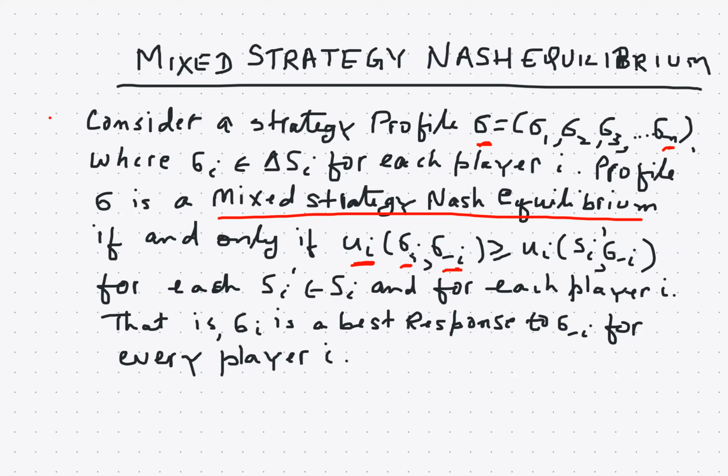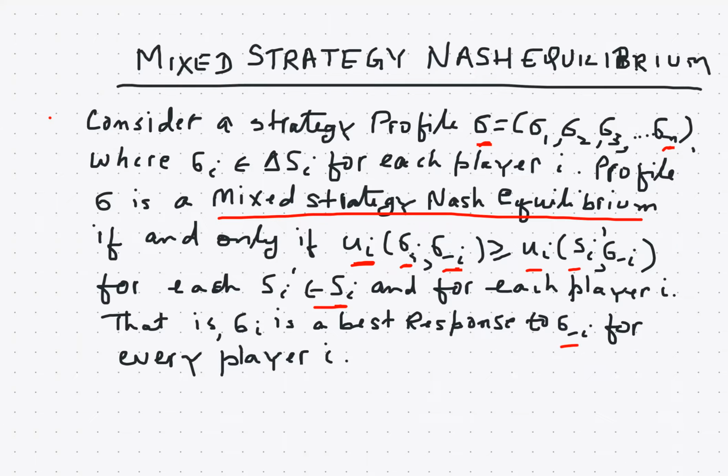And this holds for each pure strategy s i prime belonging to the set of pure strategies for player i, and for each player i. In other words, sigma i is a best response to sigma sub minus i for every player i. So in simple words, it means that the mixed strategy for player i is a best response to the other players' mixed strategy, sigma minus i.